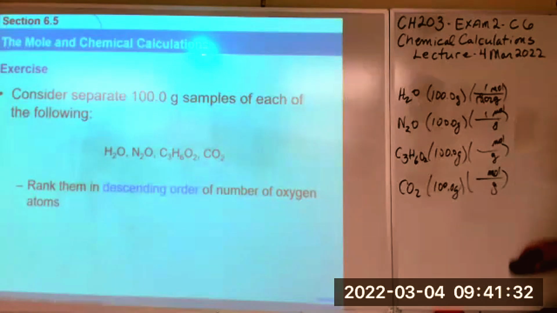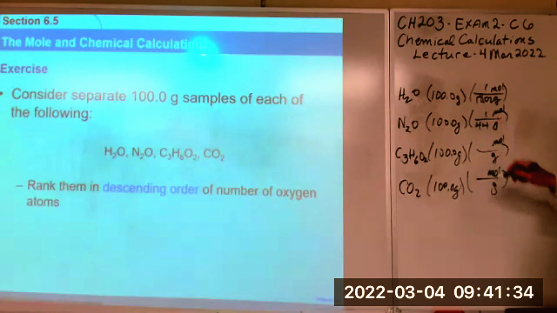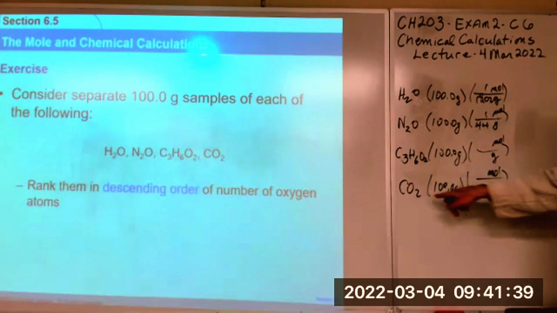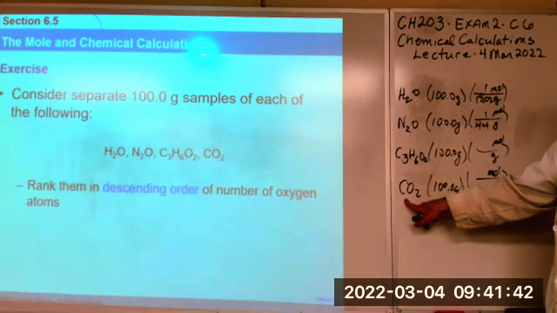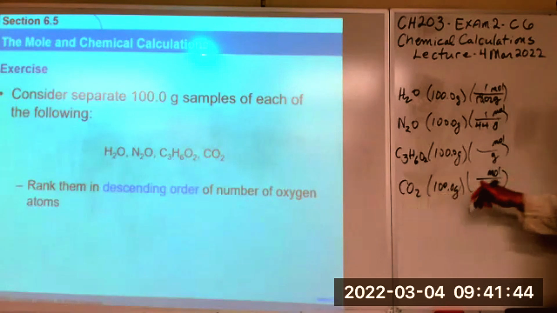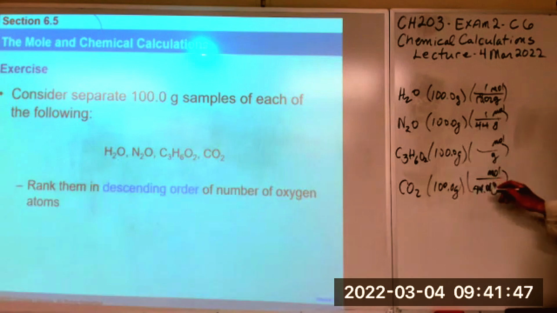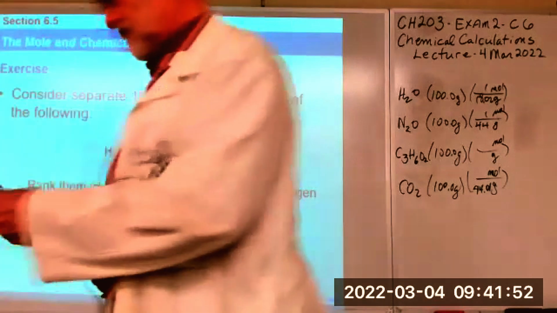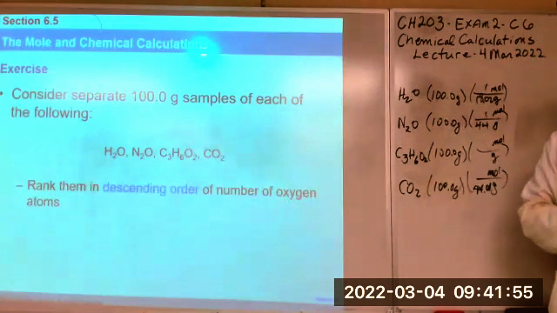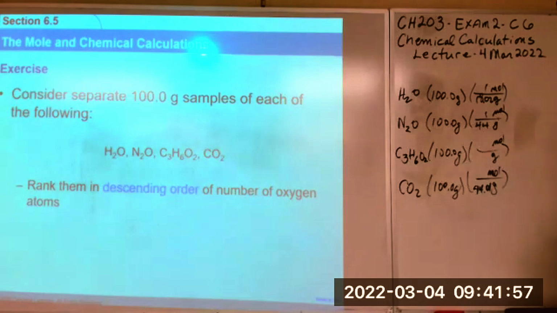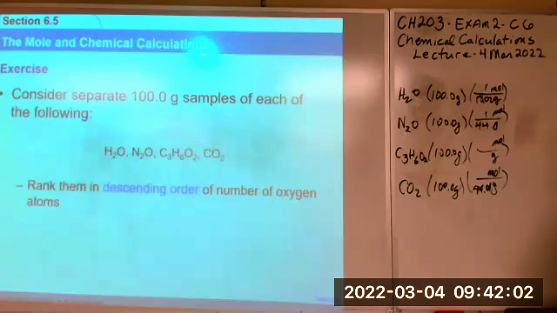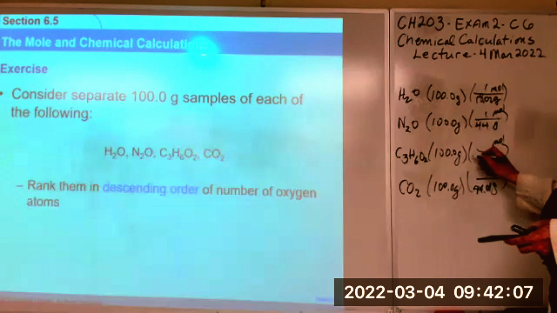44. Okay. This one takes a little more doing. I'll come back to that one. This one is 32 plus 12.01, which is 44.01, right? This one's going to be 3 carbons, 12.01, and 6 hydrogens, 6.06, and 2 oxygens, 32. So that's 74.09.